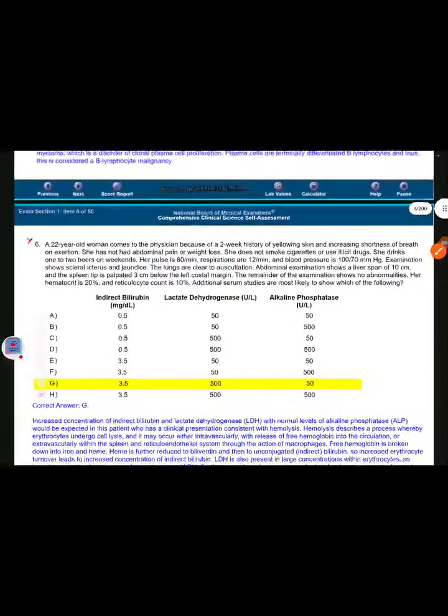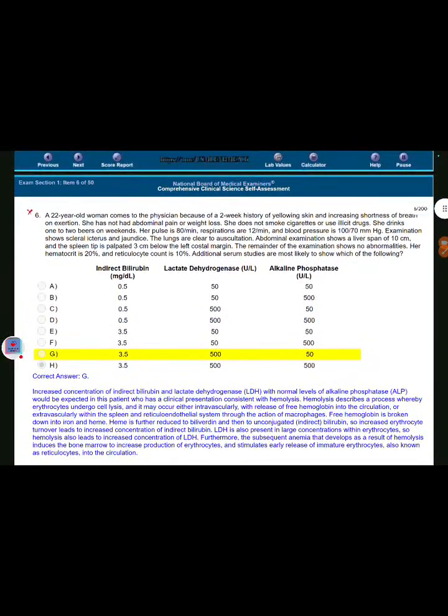Next question. A 22-year-old woman comes to the physician because of a 2-week history of yellowing skin and increasing shortness of breath on exertion. Duration is 2 weeks. Complaints are yellowing skin and increased shortness of breath on exertion. She has not had abdominal pain or weight loss. She does not smoke cigarettes or use illicit drugs. She drinks 2 beers on weekends.